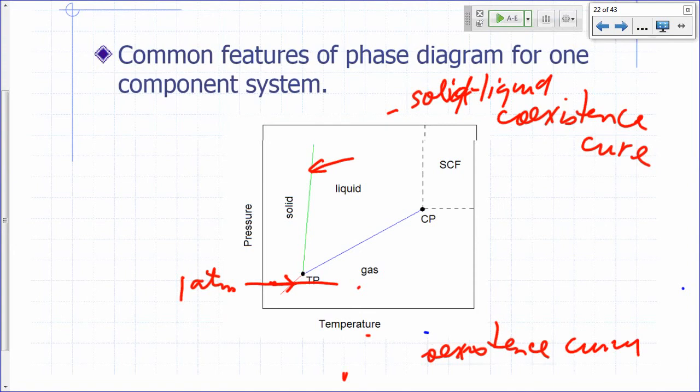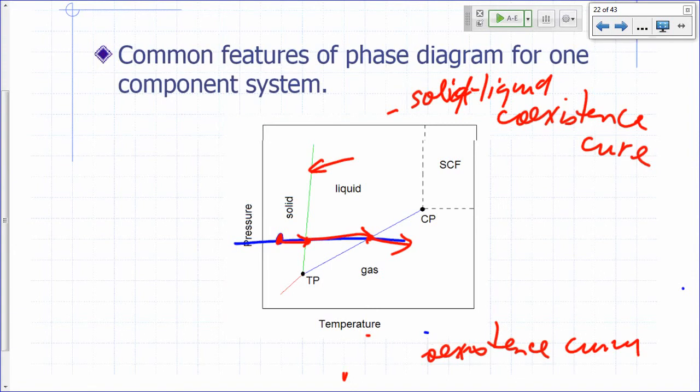In the case of water, 1 atmosphere would be somewhere up here. So if I were to heat up my water at 1 atmosphere pressure, it will first turn into a liquid. If I keep heating it, eventually it turns into a gas.